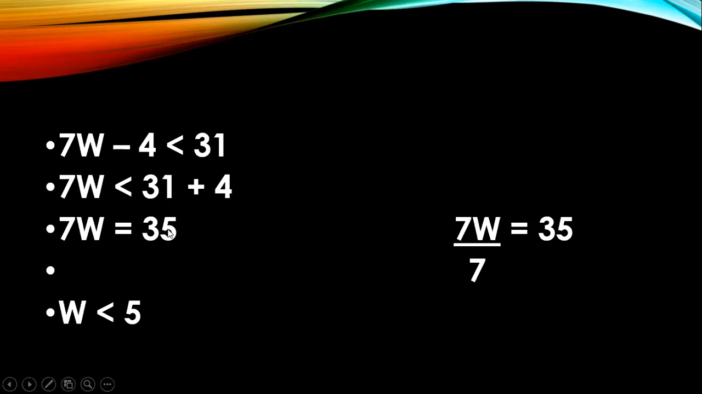So how will you get the value of w? Remember, you divide both sides by 7, and w is a number which is less than 5. Remember, they are supposed to be less than, also here, less than. So when you are able to tackle these questions, you'll be able to solve most of the questions involving inequalities.